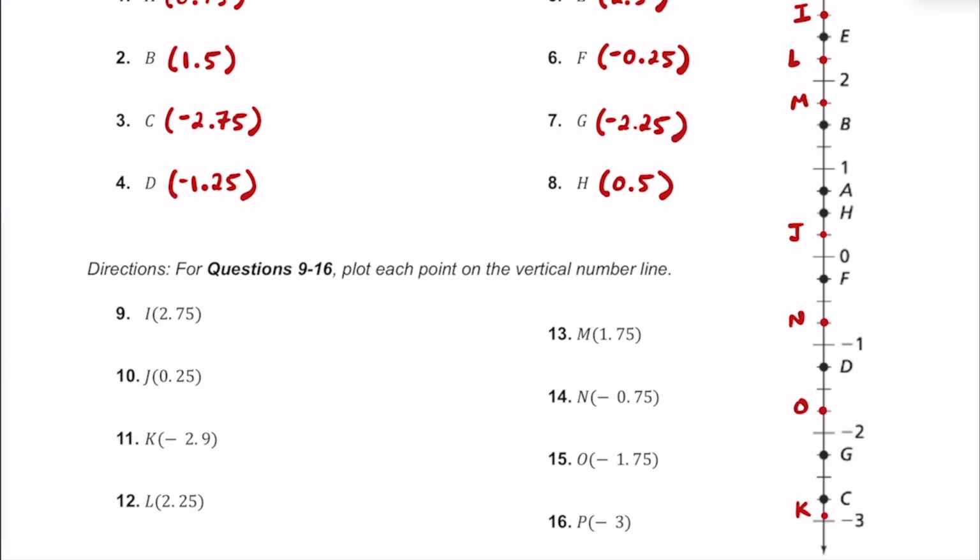And then finally, we have point P, which is at -3. Let's go ahead and see. That's going to be located all the way down here, really close to K, right? So I'm going to go ahead and put that dot right here. That's going to be P. So P and K are very close together, but P is slightly lower on this number line than K is.